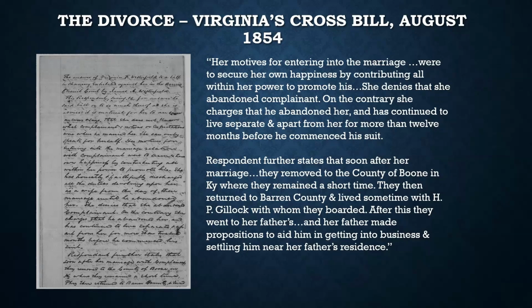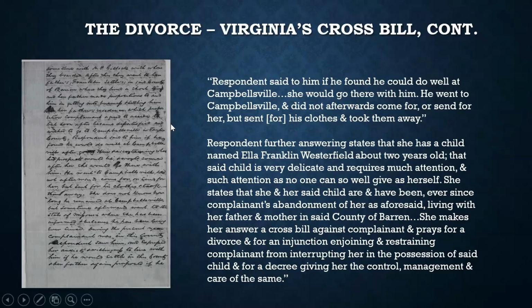And her father did try to help him out. He tried to give them a house and help him get set up in the area so that he would stay and Virginia would be able to stay near her family. But James refused, and then James went off to Campbellsville, and he sent for his clothes, but he never sent for her. She also stated that their daughter, Ella, was about 2 and seems to have been sickly and required a lot of attention, so she wanted to stay near her family and stay with her daughter to help take care of her. And her parents were willing to help to support her and help take care of her daughter as well. And so she was asking for a full divorce from James, saying that he had abandoned her.